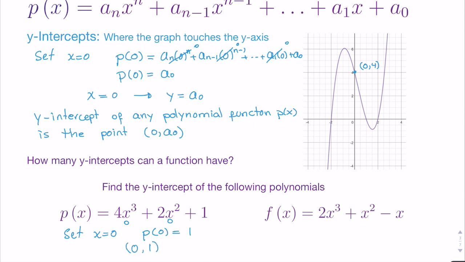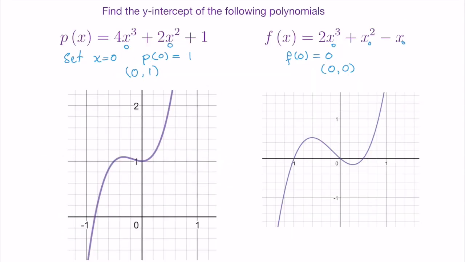For f of x, the same. You do f of 0 to find the y-intercept. And when you plug in 0 here, here, and here, what you get is 0. So the y-intercept is (0, 0). Because our intention is to graph polynomials, let's look at the graph of these two, and look at their y-intercepts. The y-intercept of p is here, and of course is 0 for x, 1 for y. And the y-intercept for f is here, which is the origin.